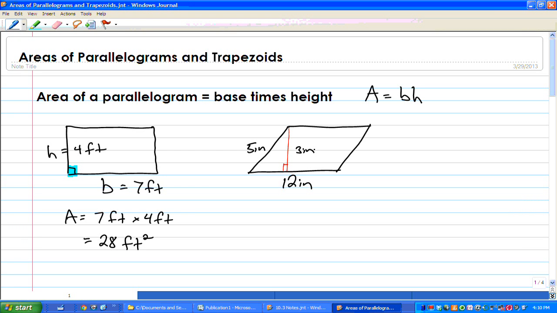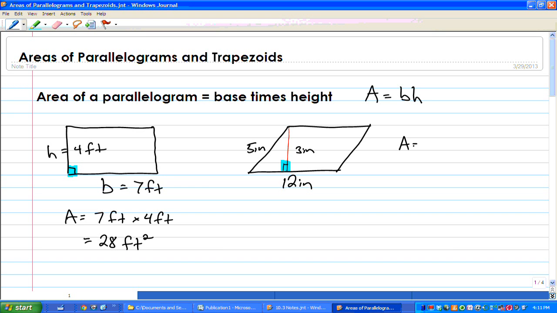Now, I'm going to tell you something. One thing that's in here, strictly to confuse you, is the 5 inches. That doesn't need to be there. What you need to look for is this thing right there. That tells you that that is a perpendicular distance between the two sides. So our base is going to be 12, and the height is going to be 3. The 5 is there just to throw you off, to see if you know what you're doing.